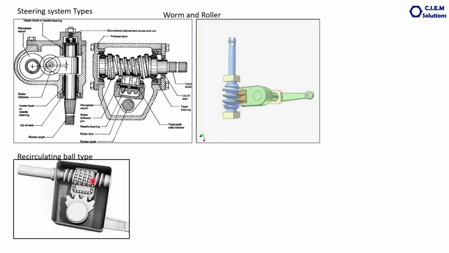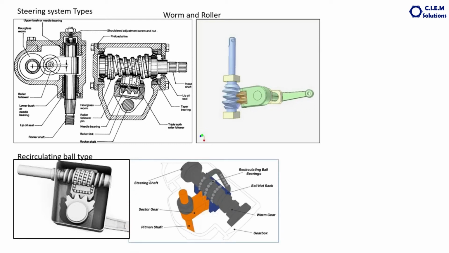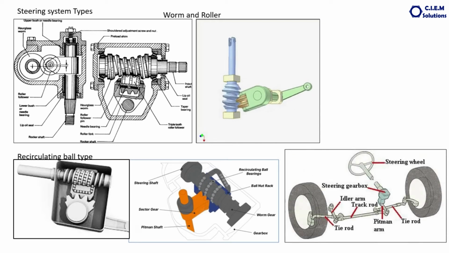When the worm is rotated, the balls move this particular block to and fro, like this, and this to and fro movement causes the circular movement of this segment or sector, like this or like this. When it moves, this arm moves up or down. This is how it moves, and again the linkage is common.